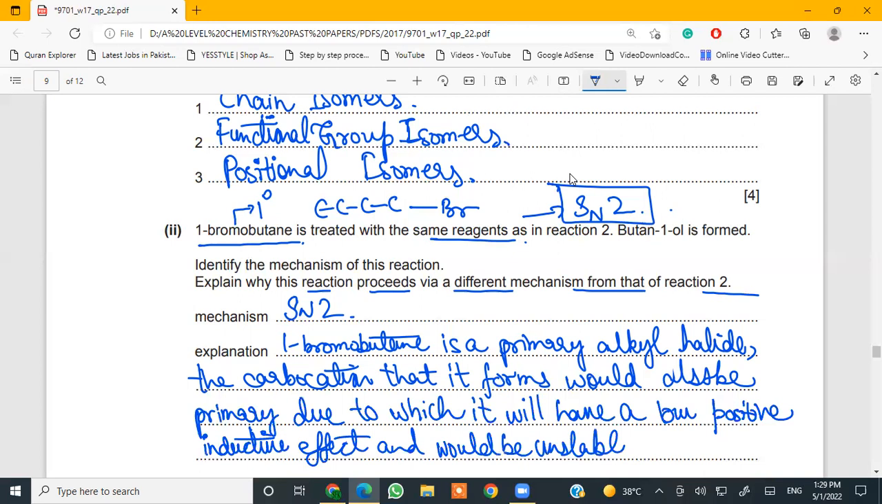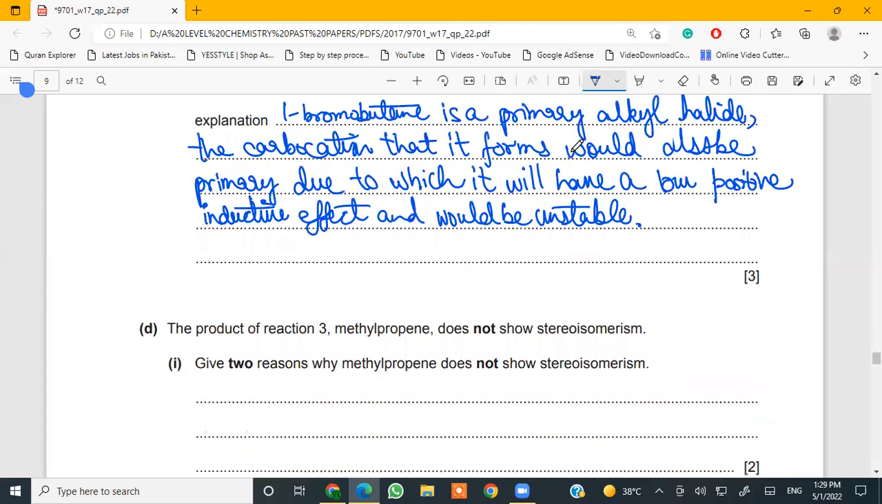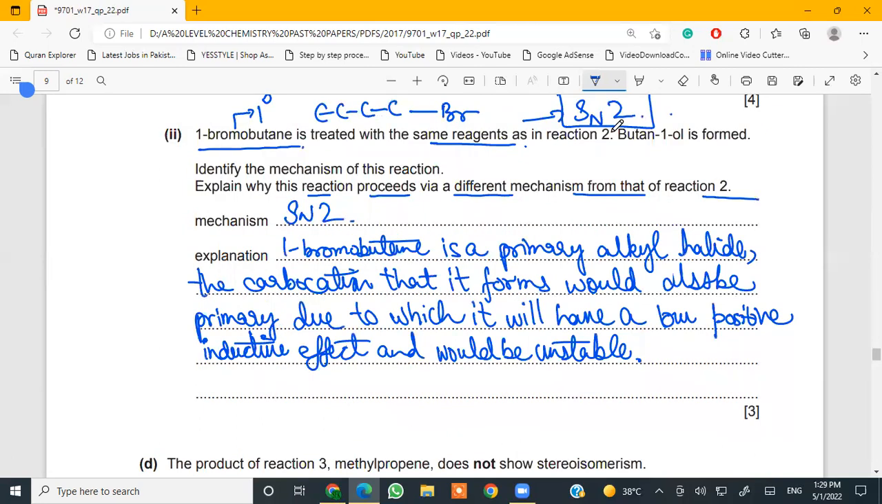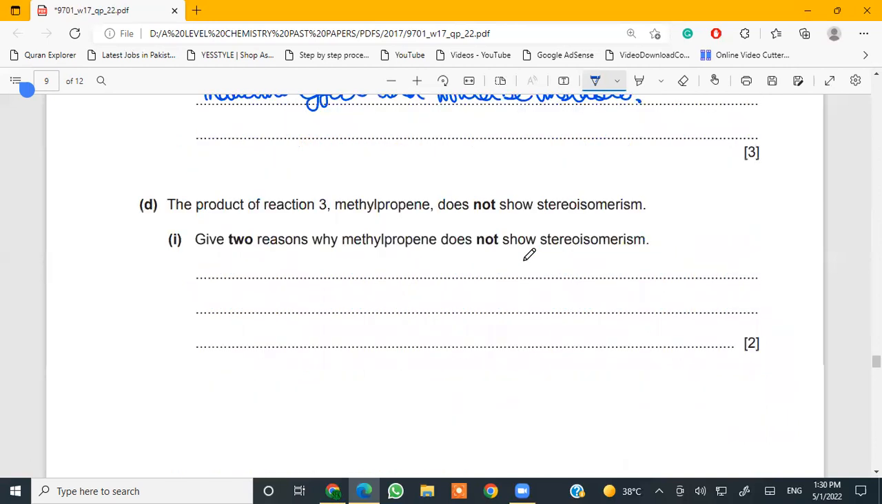And it's assumed that if it's unstable, it won't form more. Okay, it will be unstable. So SN2 mechanism: 1-bromobutane is primary, and so the carbocation intermediate is unstable, all right, because of the lesser positive inductive effect or limited positive inductive effect.